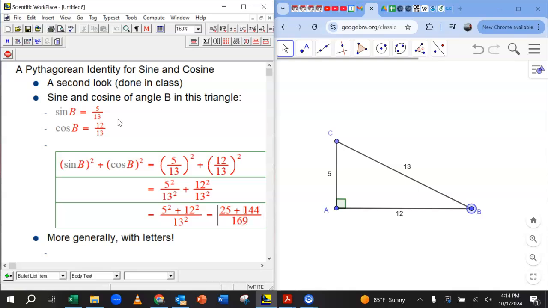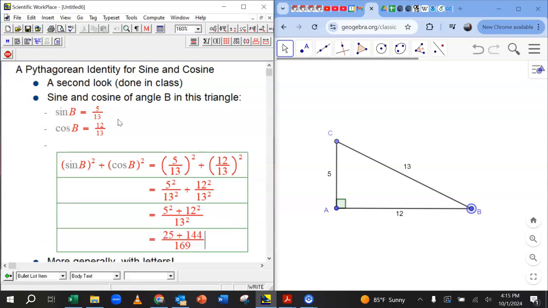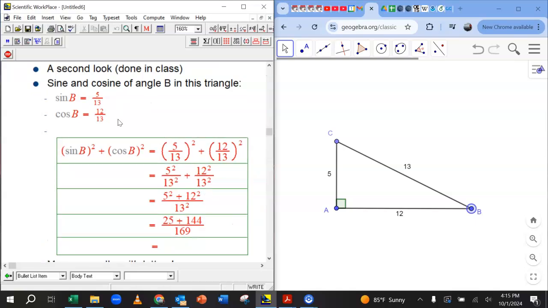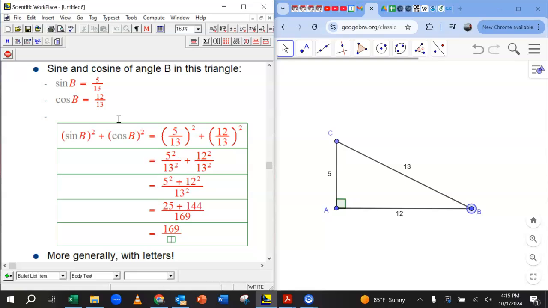Actually, let me just keep going down. Well, that's a coincidence. What an amazing coincidence. It's 169 over 169, which equals 1. But of course, it's not a coincidence. This is Pythagoras, the fact that the top was exactly one leg squared plus the other leg squared. And we know that has to be the hypotenuse squared. This is always going to work.